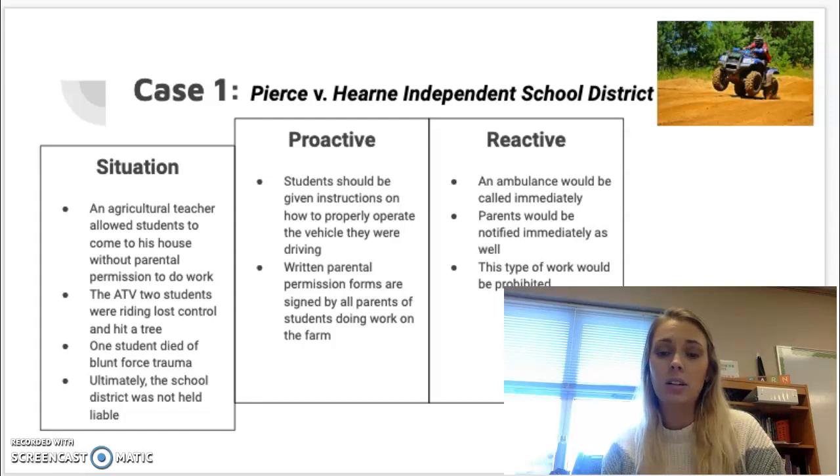Reactive procedures that I would take personally in my school, obviously an ambulance would be called right after that happened, parents would be notified immediately, and then this type of work outside of school would be prohibited. That is not something that should have been approved, I don't think, in the first place.